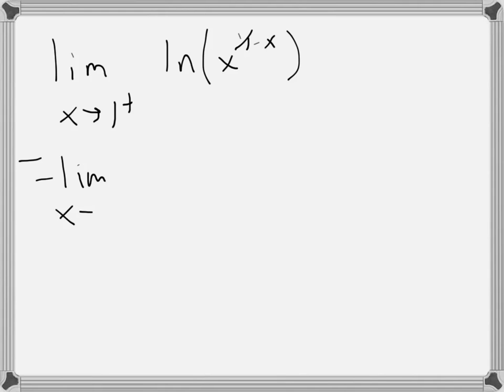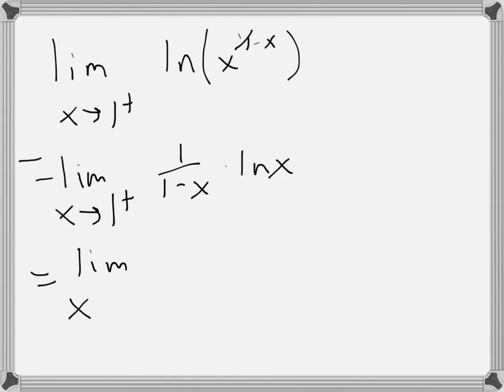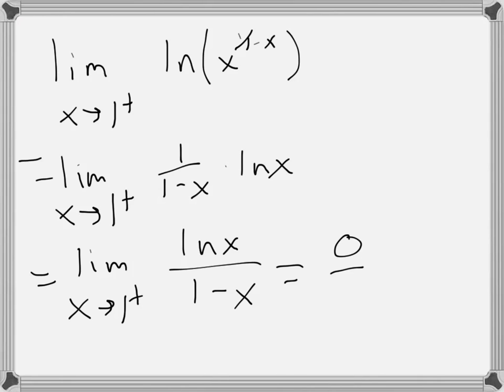So this is the limit as x goes to 1 from the right of ln of x to the 1 over 1 minus x. So the property of ln is that I can make the exponent a multiplier instead. So I have 1 over 1 minus x times ln x. So now let's write that as one big quotient. And so this is ln x over 1 minus x. And ln of 1 is 0, but so is 1 minus 1. So this has indeterminate form 0 over 0.